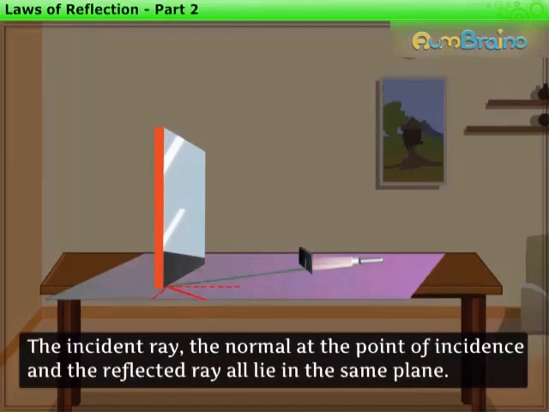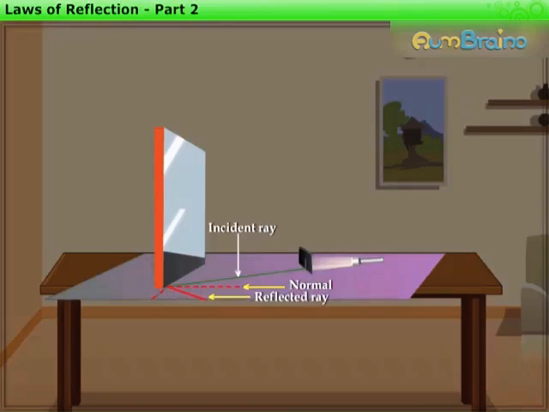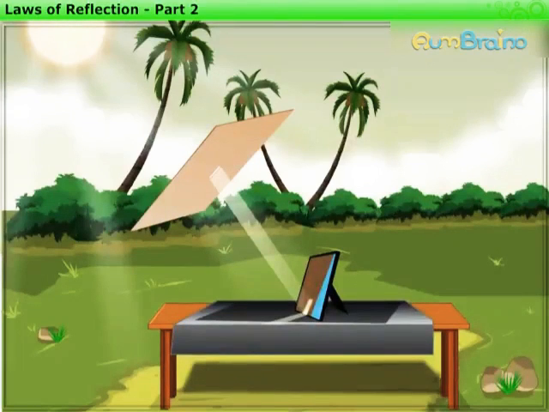This proves the second law of reflection, that the incident ray, the normal at the point of incidence, and the reflected ray all lie in the same plane. These activities can also be performed outside the class, with the sun as the source of light, instead of a torch.